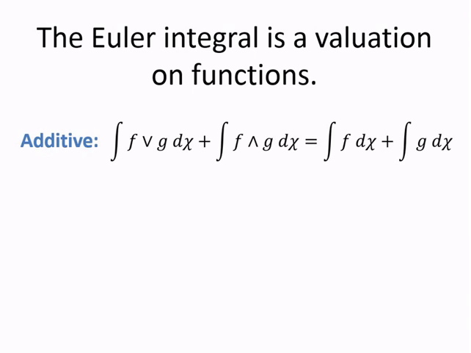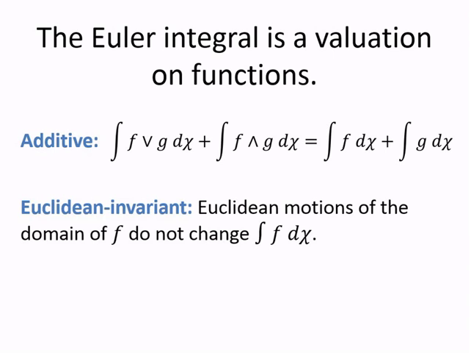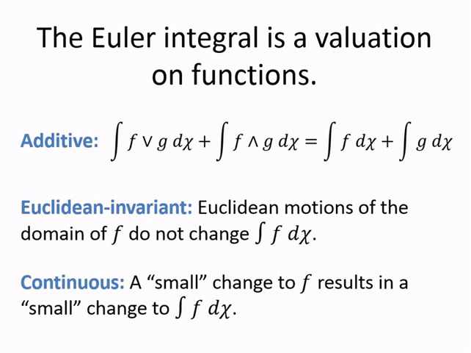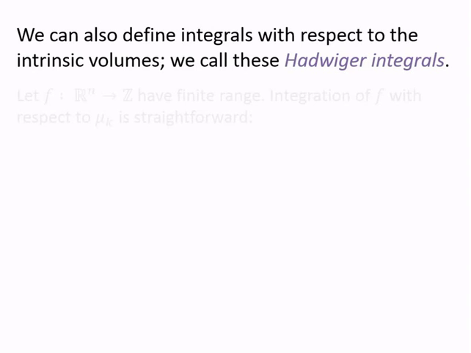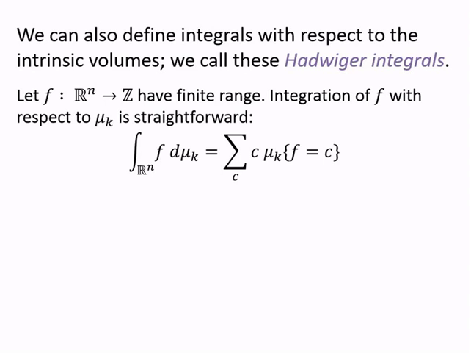It is invariant under Euclidean motions of the domain. And if you perturb the function in a small sense, you don't change the Euler integral. Okay. And in fact, there are some things special about Euler characteristics, but there's nothing particularly special in the sense that we can define similar integrals with respect to any of the intrinsic volumes. If we have a function with finite range, we can replace Euler characteristic by any of the intrinsic volumes and define what we call the Hadwiger integrals of a function.